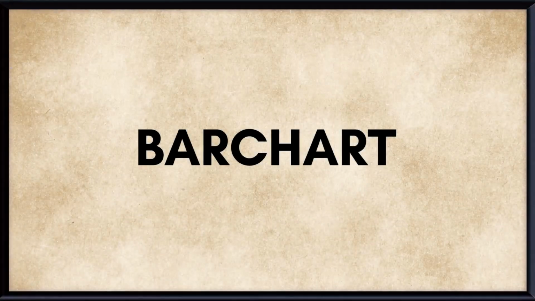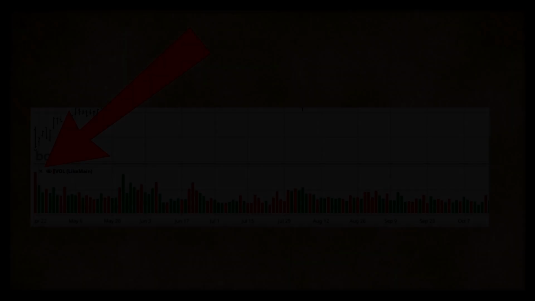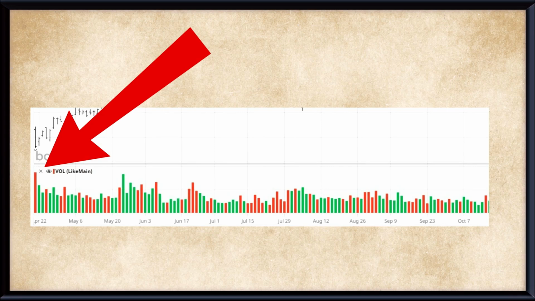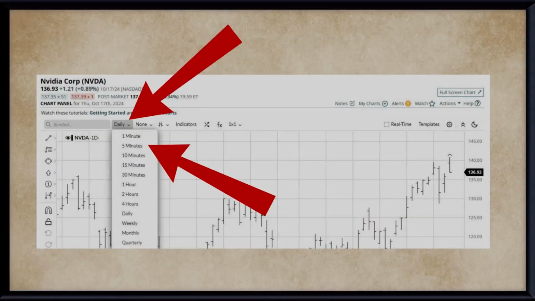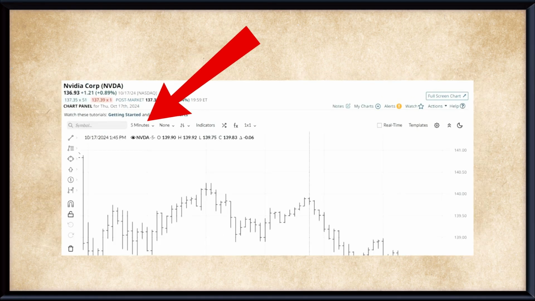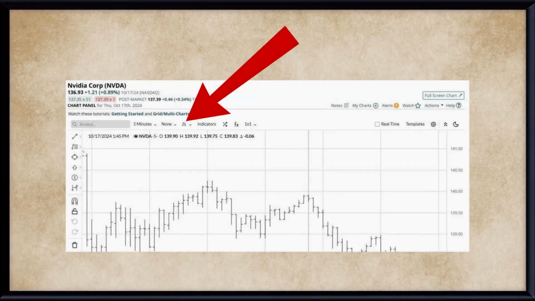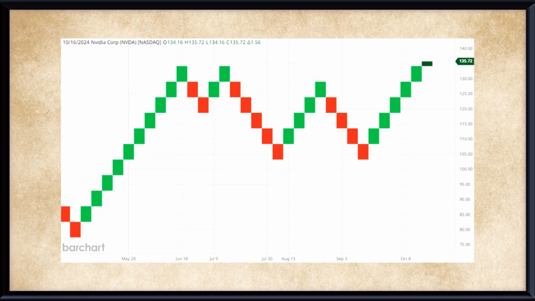When you appear on the Barchart page, your chart will look like this. Remove the volume window by clicking the cross mark beside the eye icon. We don't need it. The chart shows the daily time frame by default. Click on Daily and choose 5 minutes from the drop-down menu. Now click the candlestick icon and choose Renko from the drop-down menu. The chart is looking much cleaner now.